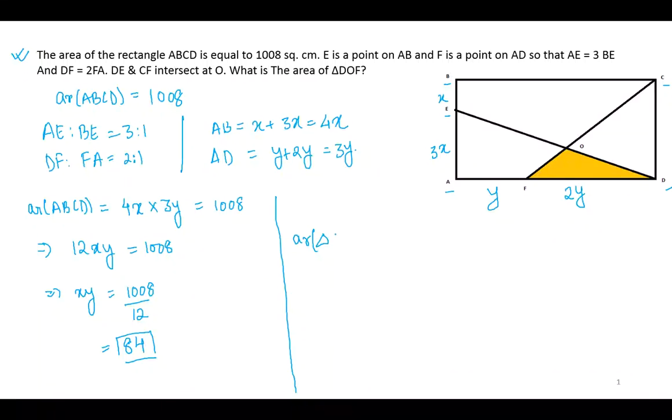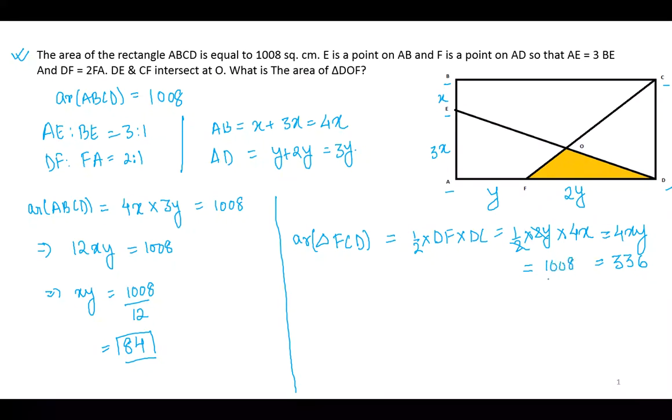FCD. Now I can say that area is nothing but half into DF into let's say DC. Now DF I know is 2y and DC is equal to AB, which is equal to 4x, right? So this whole area comes out to be equal to 4xy, and if I put the value of xy that I had got before, which is 84, I get this area as 336.